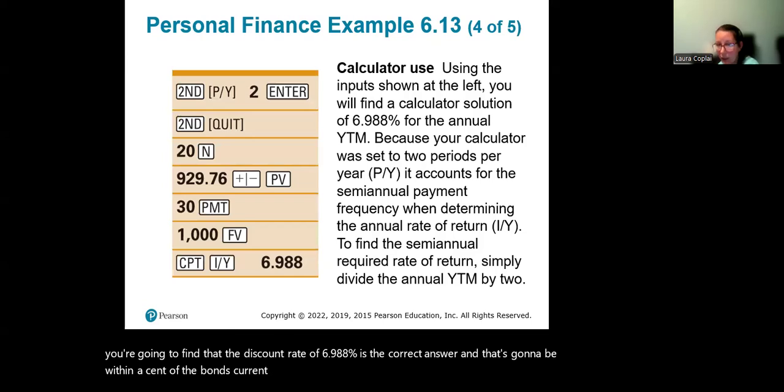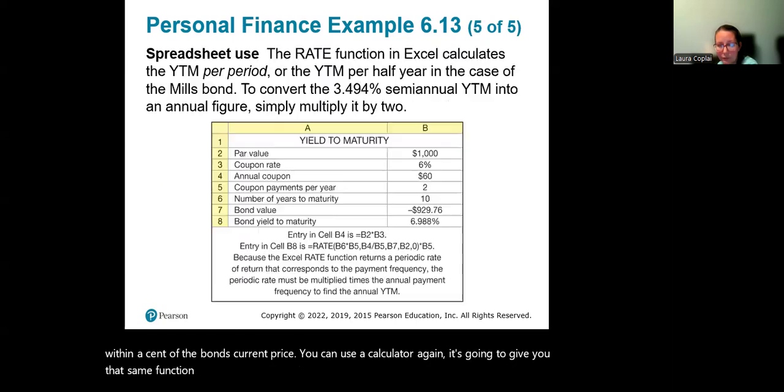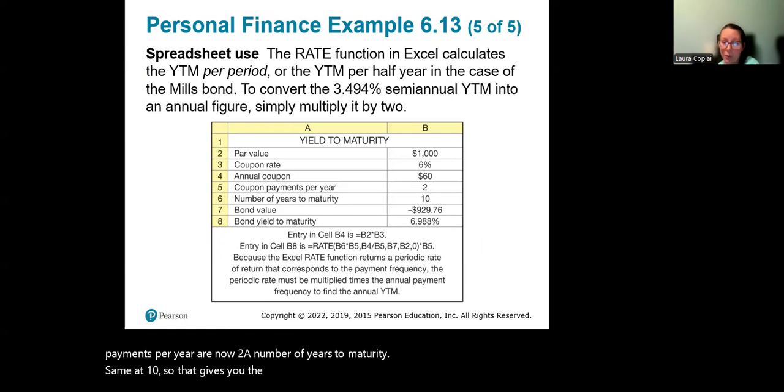You can use a calculator. Again, it's going to give you that same answer. And again, you can use Excel using that rate function. Coupon payments per year are now 2. The number of years to maturity stayed the same at 10. So that gives you the 6.988%.